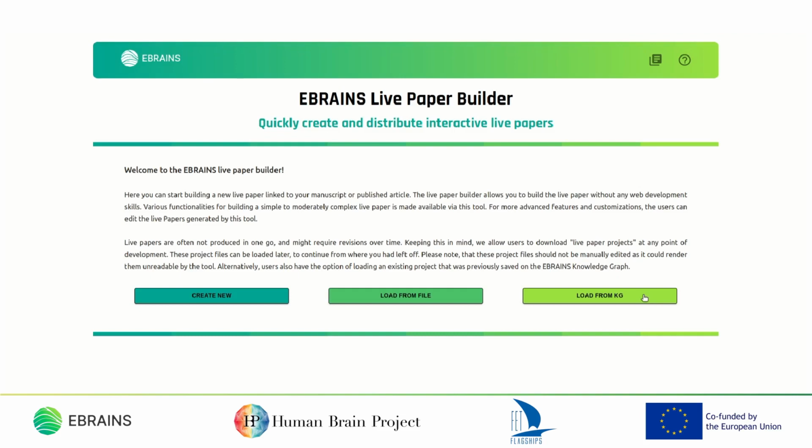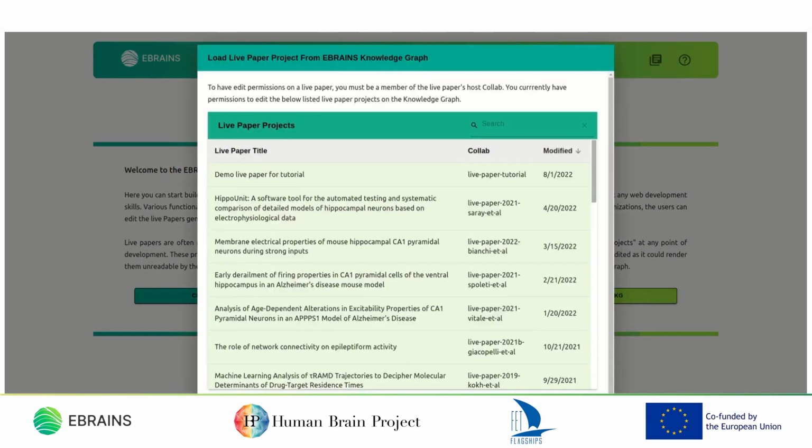The other method to continue working on a live paper project is the load from KG feature. This allows you to continue working on a previously saved live paper project. When you click on this button, you are provided a listing of all the live paper projects that you have access to. Since the live paper projects are sorted by last modified date as default, it is easy for us to locate our recent live paper.